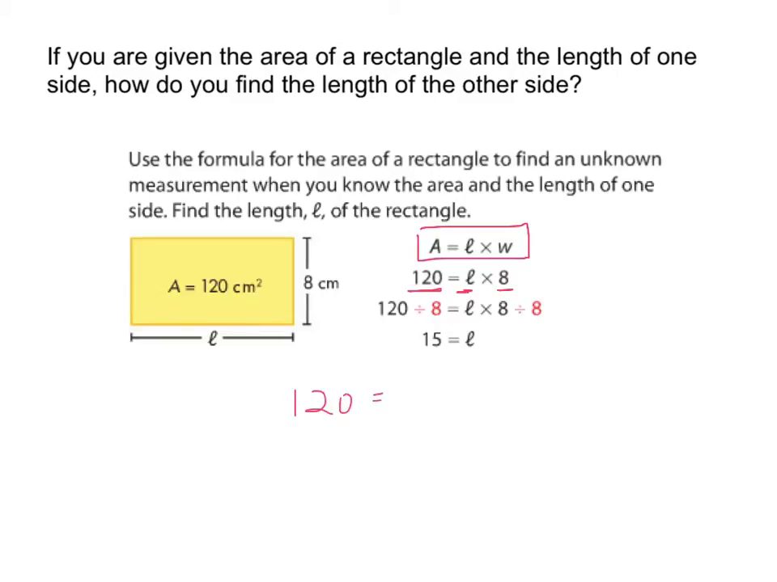So if I solve that algebraically, I would divide by 8 on the right. Using the golden rule, I would divide by 8 on the left. These would cancel, and that would leave me with 15 is the length, and I would have to put that in centimeters because that is the units we're using.